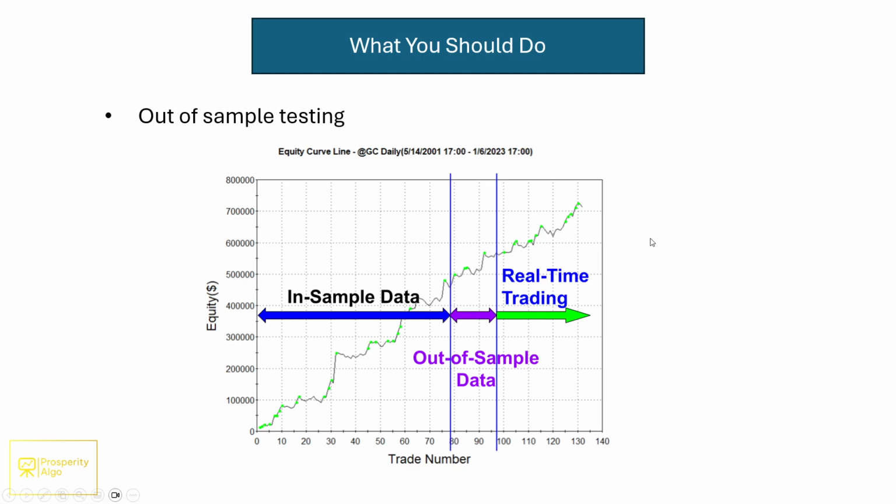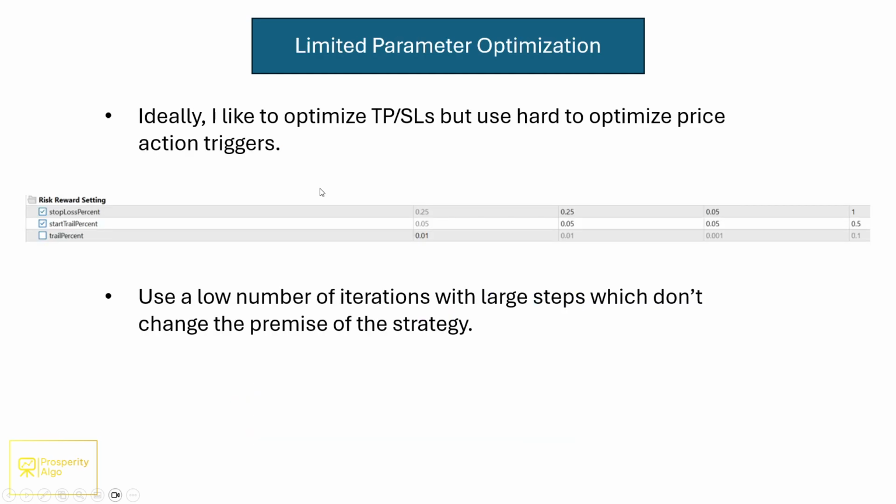So this is typically what should be done. You should optimize on a small sample of data. You should then test on a broader sample of data, and then you should forward test with those parameters just to make sure you haven't over-optimized. So this is really referred to as out-of-sample testing, and every time you run an optimization, you should keep this in mind. And really the final point here is limited parameter optimization.